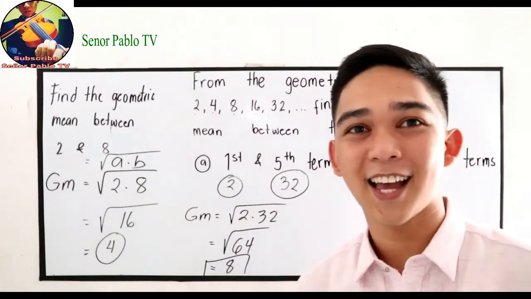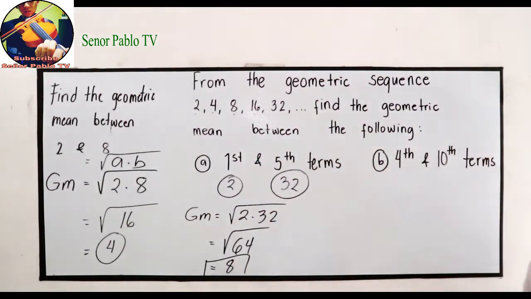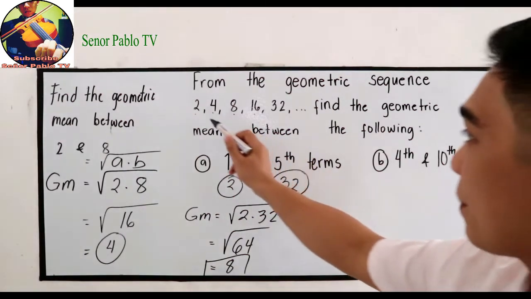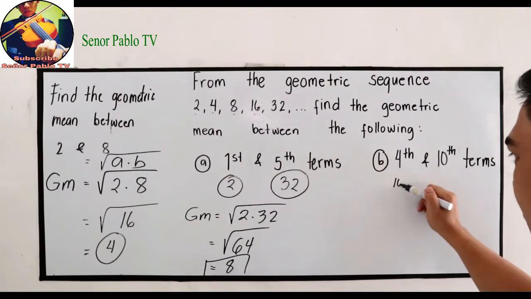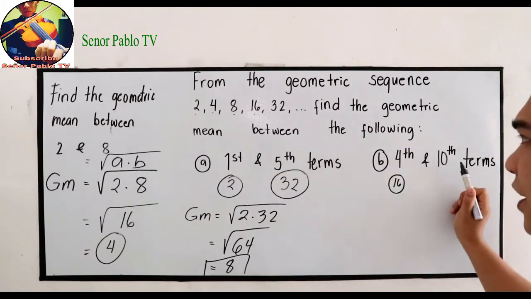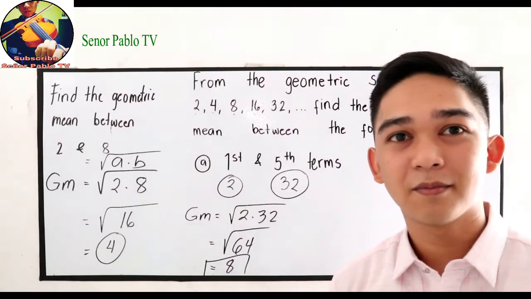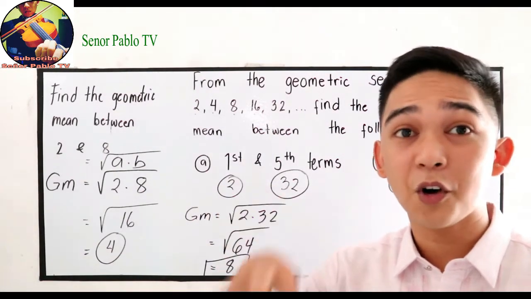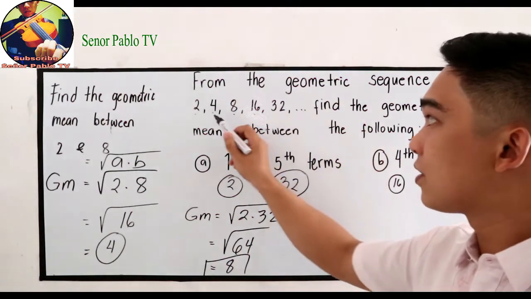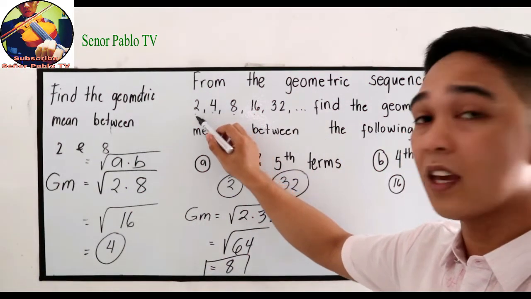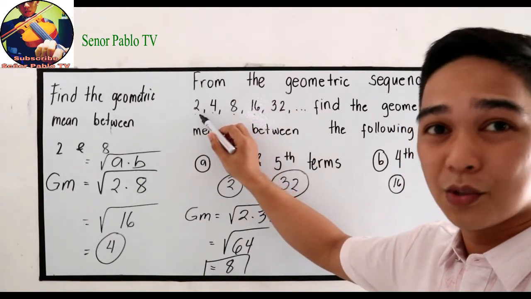So, madali lang siya. Next, fourth and 10th term. So, hanapin natin si fourth term: first, second, third, fourth. That is 16. 10th term, kunin natin. Hanapin muna natin si 10th term. Pwede natin gamitin yung formula or mag-multiply na lang tayo ng common ratio dito. So, ang common ratio natin, A2 divided by A1. So, 4 divided by 2, that is 2.